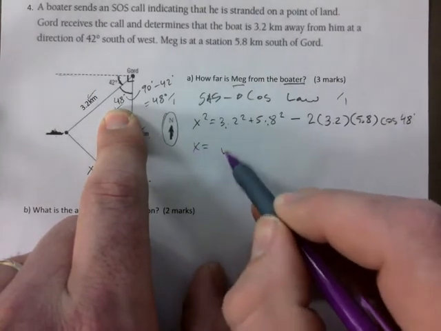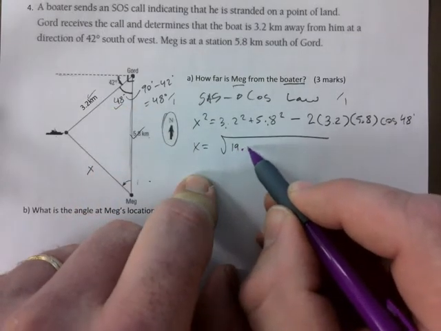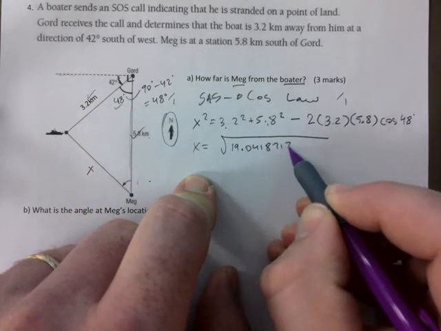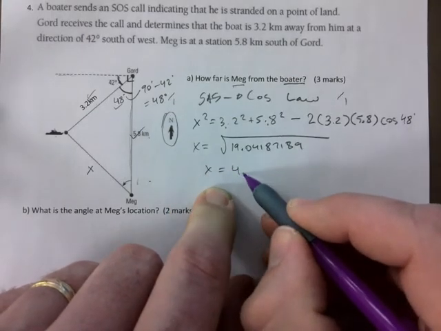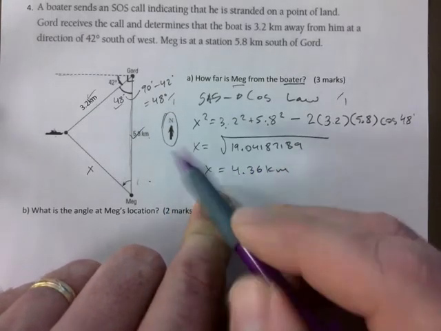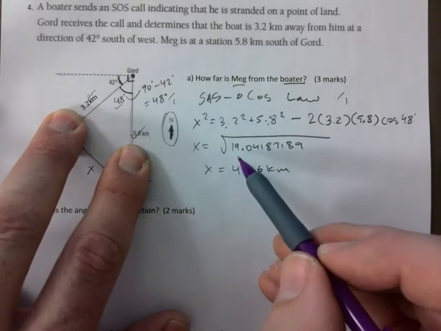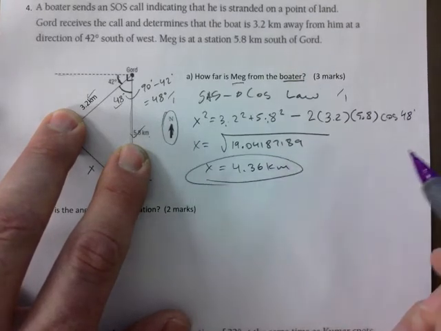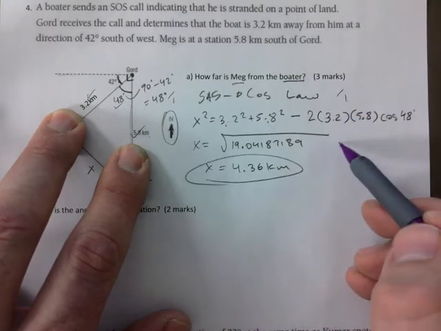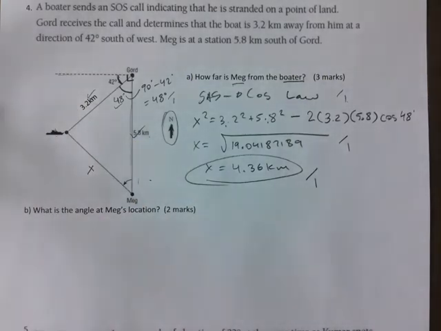You type that all in, you get 19.04187189. That's all my calculator can show me, and that's 4.36 kilometers, which makes sense. It's within reach, right? 19 would have been, well, it could be 19. Honestly, it could have been 19. It's not too far-fetched, but 1 mark for cosine law, 1 mark for work, and 1 mark for correct final answer.